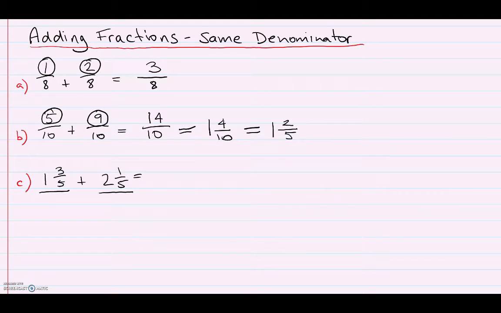Our last example has mixed numbers, 1 and 3/5, and I'm going to add 2 and 1/5. What I'm going to do first is add the whole numbers, the 1 and the 2, and that gives me 3. Then I'm going to add the fractions together. So I have 3/5, and I'm going to add on 1/5. Altogether that makes 4/5. So 1 and 3/5 plus 2 and 1/5 is 3 and 4/5. All we do is add the numerators together and leave the denominator the same.